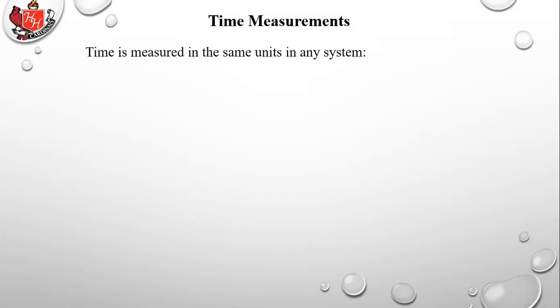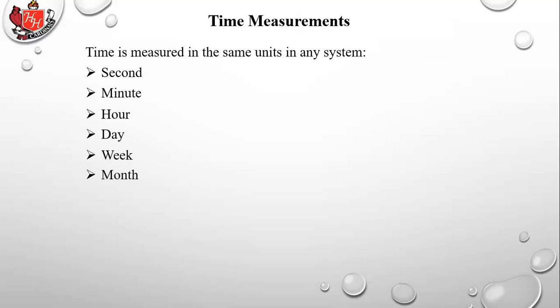Time is measured with the same units in any system: seconds, minutes, and hours. That would be clock time. And then calendar time: days, weeks, months, years. And in chemistry you could do that if you're studying geologic processes, chemical reactions of geological processes. It could be very long amounts of time. Oh, and there's century as well.